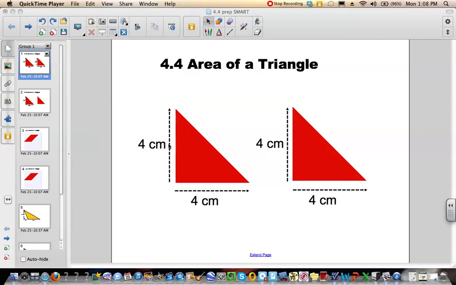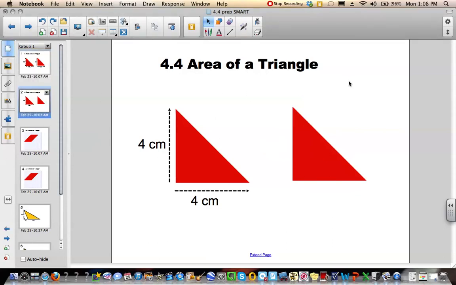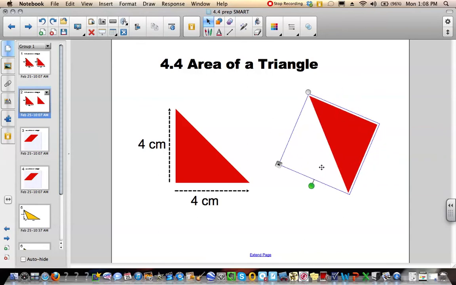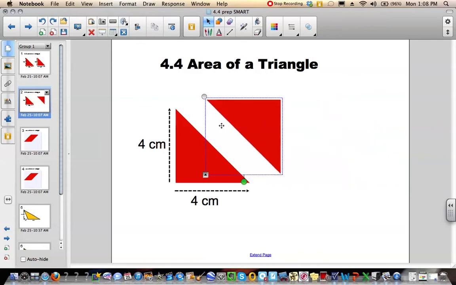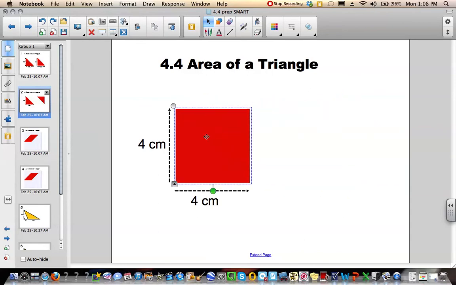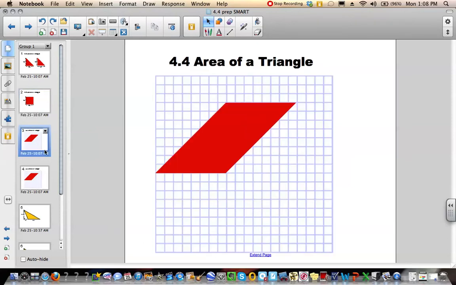If you take a look, both of these triangles are 4 centimeters high and 4 centimeters at the base. And then if you take one of the triangles and turn it, it can be put together with the other triangle to make a square. And a square, as we learned last time, is a parallelogram. A base of 4 and a height of 4 would give an area of 16, just like we learned last time. So let's take a look at a parallelogram.